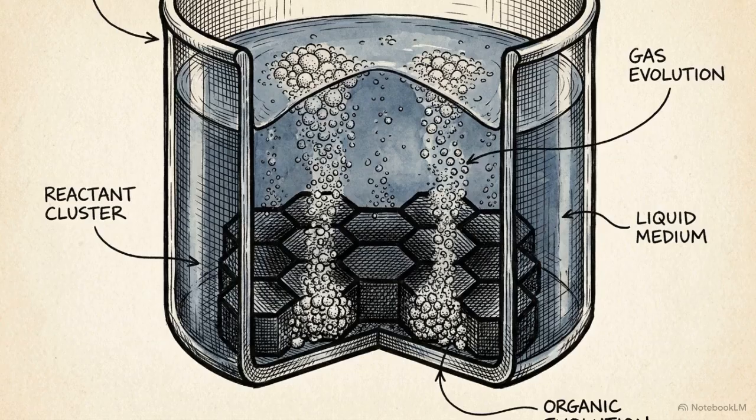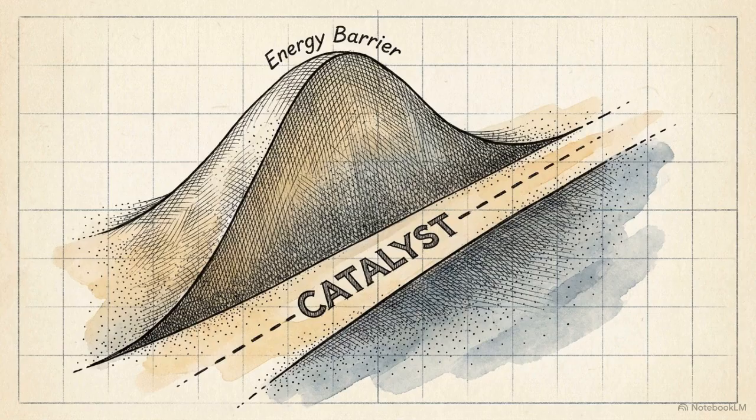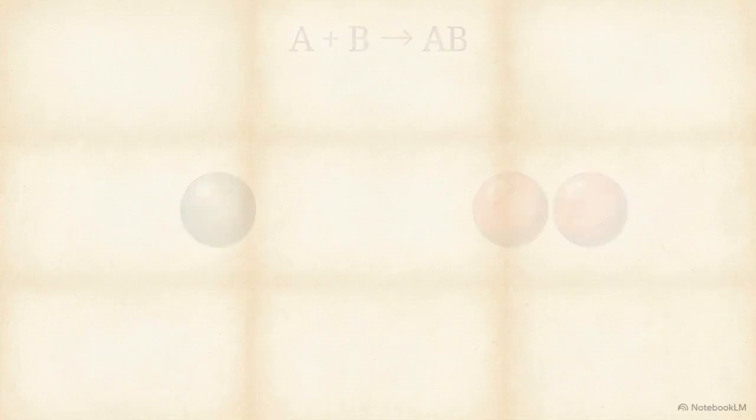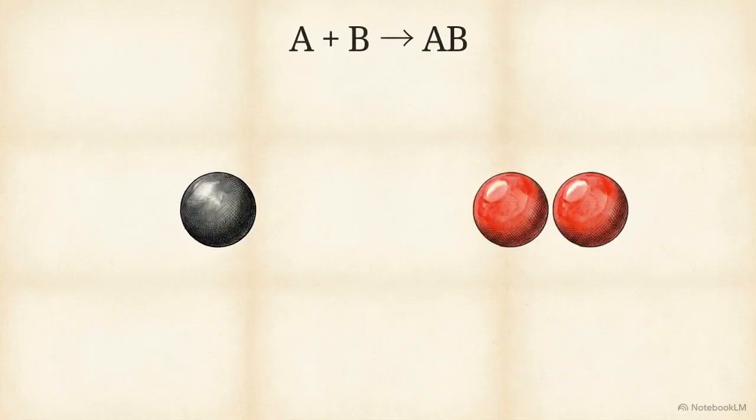A catalyst, such as manganese dioxide in the decomposition of hydrogen peroxide, can accelerate this process. The catalyst lowers the required energy input without being consumed by the reaction itself. While these triggers vary from light to electricity, the resulting atomic rearrangements follow predictable patterns. Reactions fall into four primary archetypes.